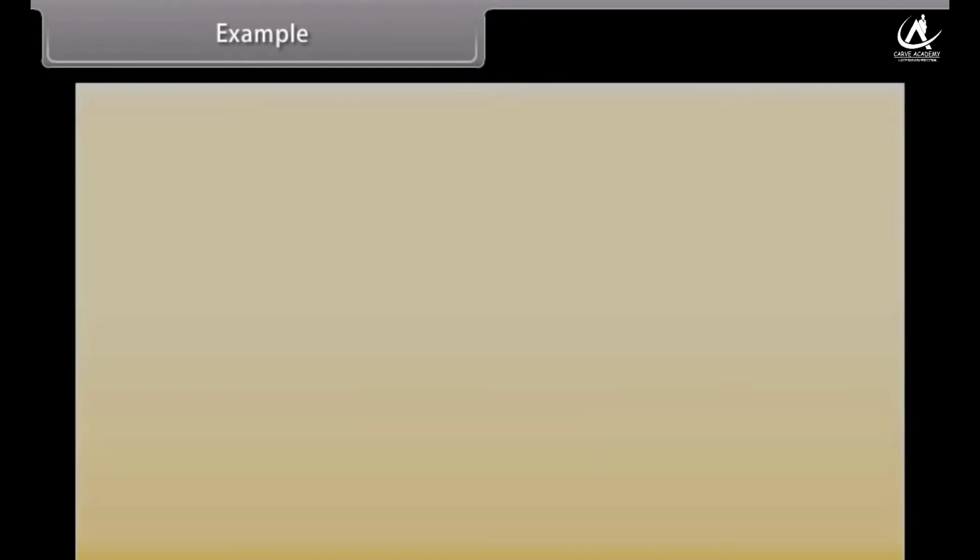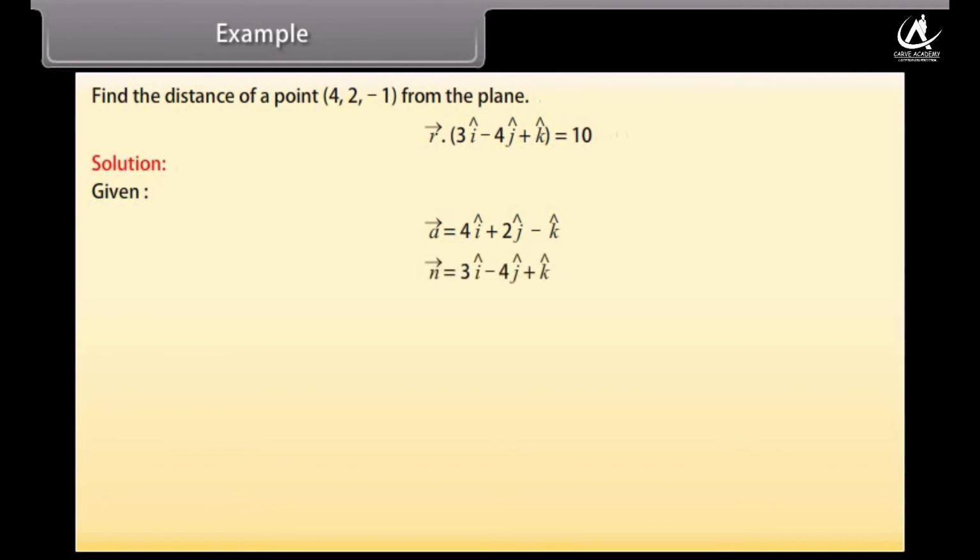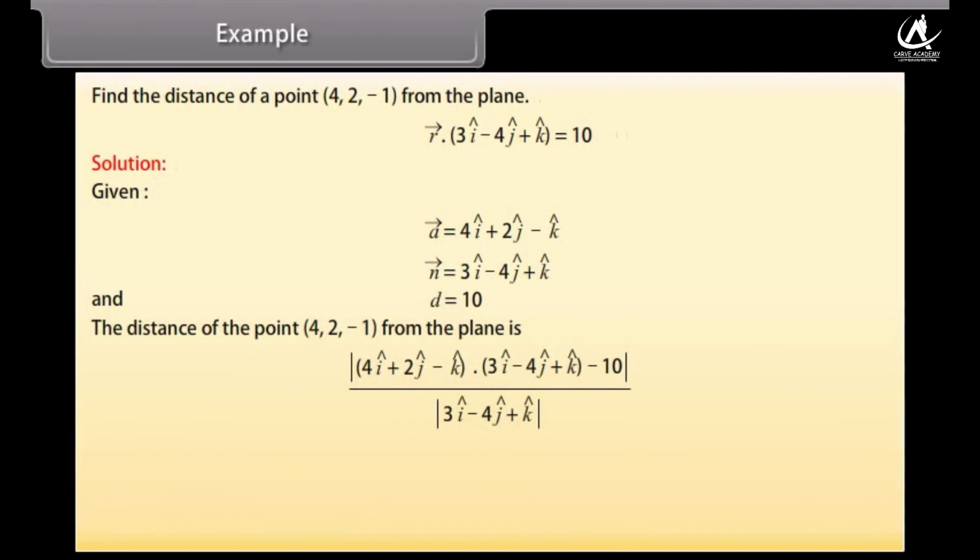Example. Find the distance of a point 4, 2, minus 1 from the plane. Solution. Given vector A equals 4 cap i plus 2 cap j minus cap k, vector N equals 3 cap i minus 4 cap j plus cap k, and D equals 10. The distance of the point from the plane is equal to modulus of 12 minus 8 minus 1 minus 10 by modulus of square root of 9 plus 16 plus 1, which equals 7 by square root of 26.